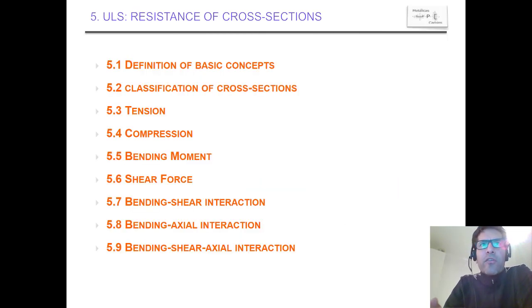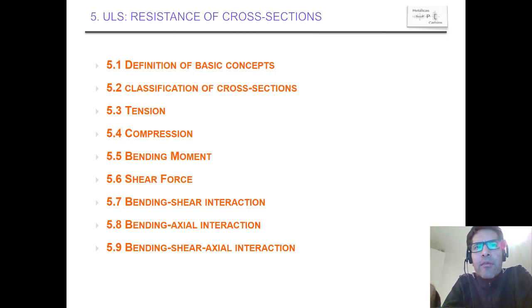We have discussed the definition of classification of cross sections. We have discussed the resistance of sections, I-shaped, hollow sections, circular sections, and so on, under tension, compression, bending moment, shear force, and the corresponding interactions.